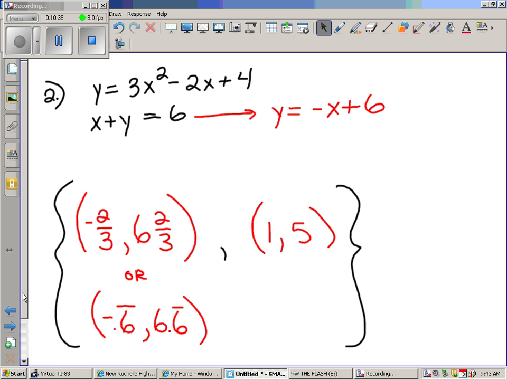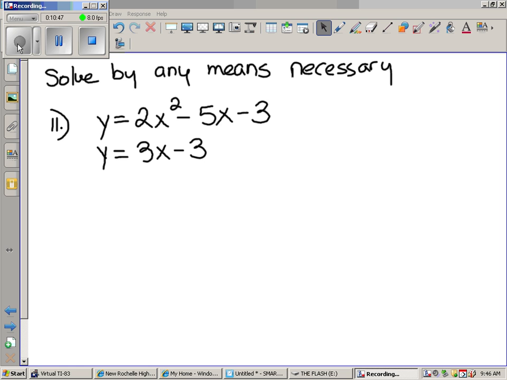Like in geometry, remember that? When are or statements true? When, yeah. Okay, all right. So anyways, now solve by any means necessary. That means, what can you do?